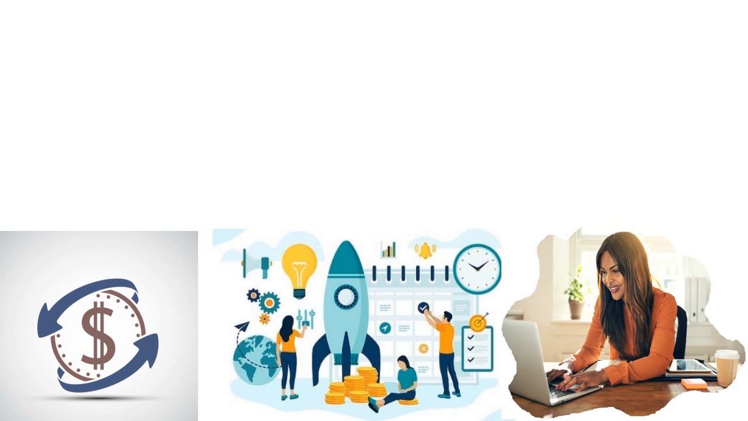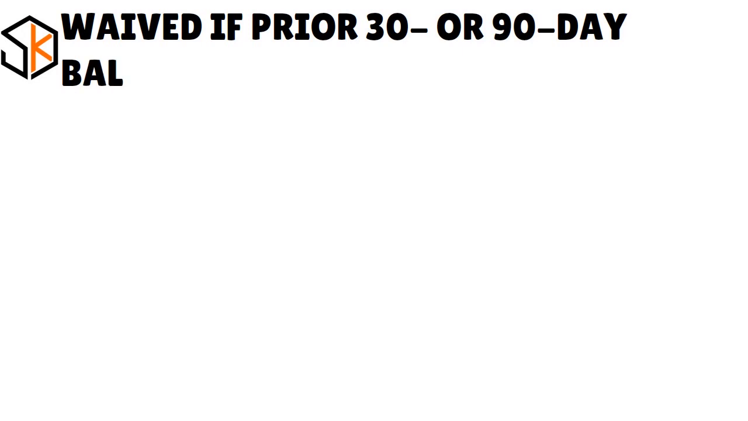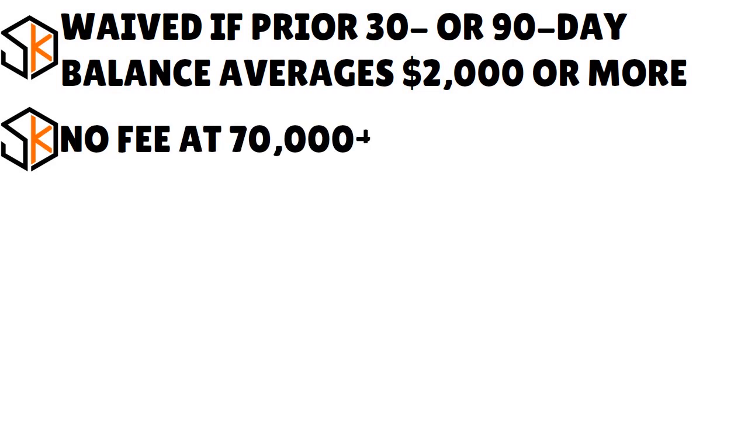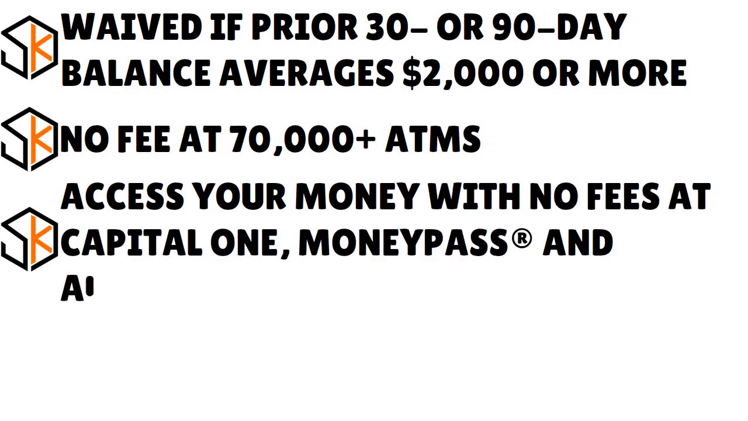When we speak about the basic checking account, you actually have a couple of things. You have fees, account details, and digital money movement, pretty straightforward. So the fees: a $15 monthly service fee. That's really important, $15 monthly fee. Now this is waived if the prior 30 or 90 day balance averages $2,000 or more. And there are no fees at more than 70,000 ATMs. So that's really good. You can access your money with no fees at Capital One, MoneyPass, and Allpoint ATMs.